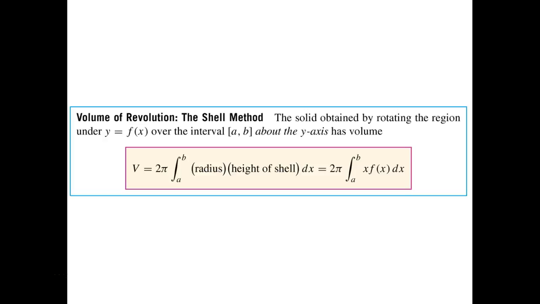Now, the way we've done it, if it's about the y-axis, then the circumference of that is x. How far you are from the y-axis is your x. So the radius is x, f of x is the height of the shell, as long as that's positive, and dx is the thickness of the shell. So there is the volume of your revolution using the shell method. Remember the disk method, we were summing the areas. Shell method, you're summing the volumes of the shells.